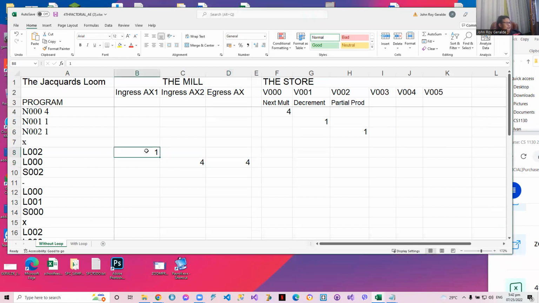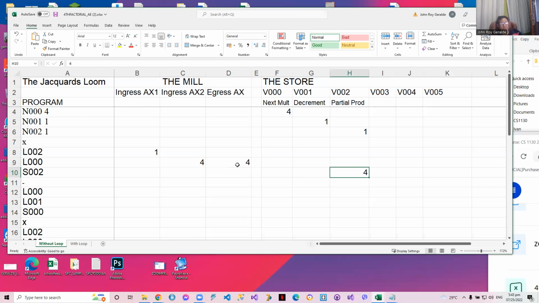So the first load goes to ingress axis 1. The second load goes to ingress axis 2. And right away, the computation is done and the result is in egress axis, 4. Do you follow? So this is a modern version of the worksheet by Ada Lovelace, no? Complicated yung kanyang worksheet, okay? They can afford that anyway because they are smart people. Genius, no? Babbage and Ada Lovelace. And when you say S002, the result of the egress axis goes to the position 002. So this becomes 4 now. Do you follow?